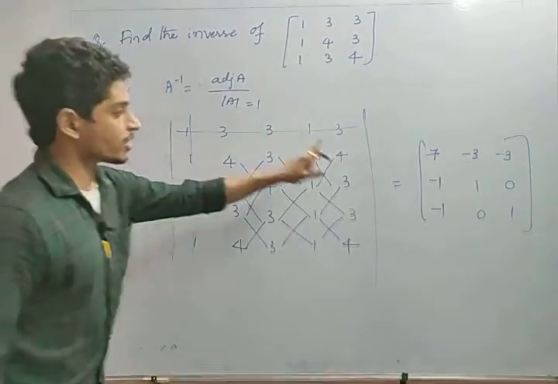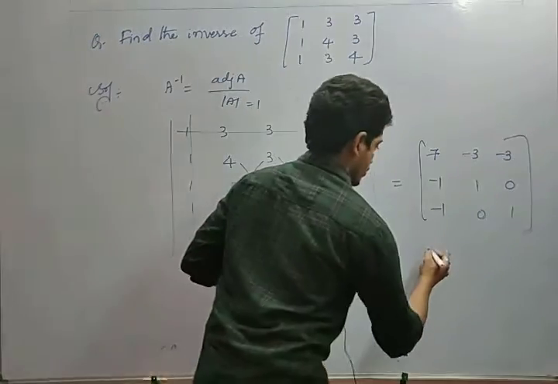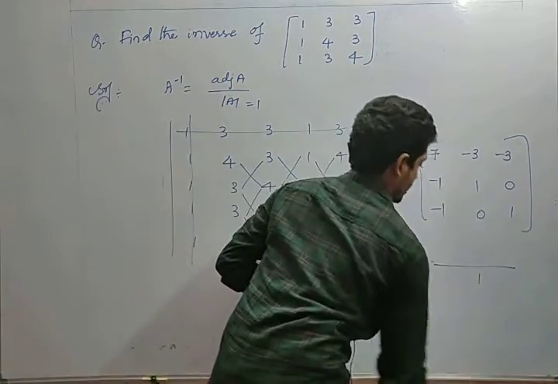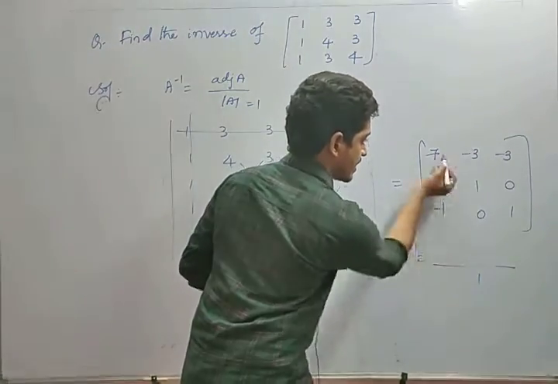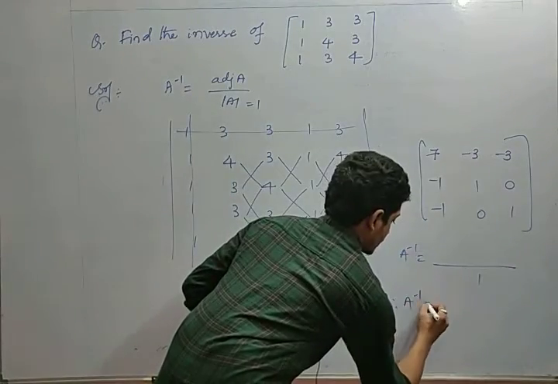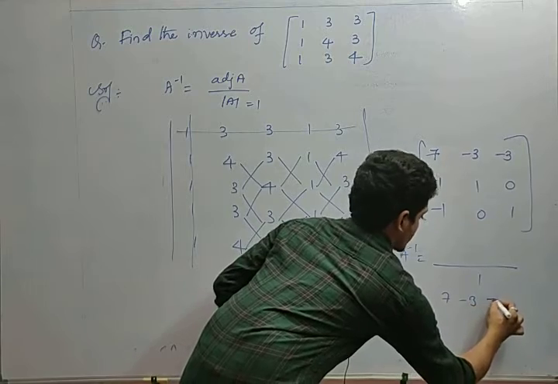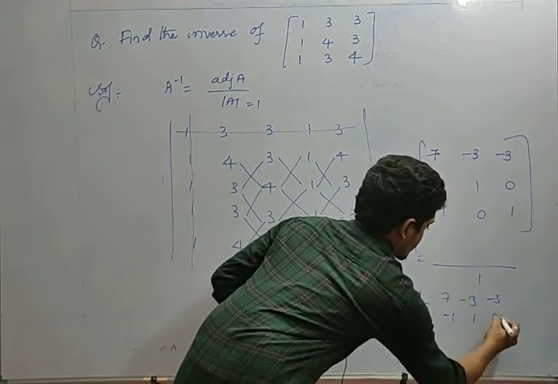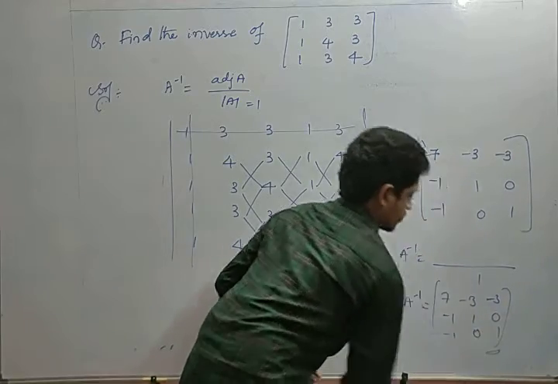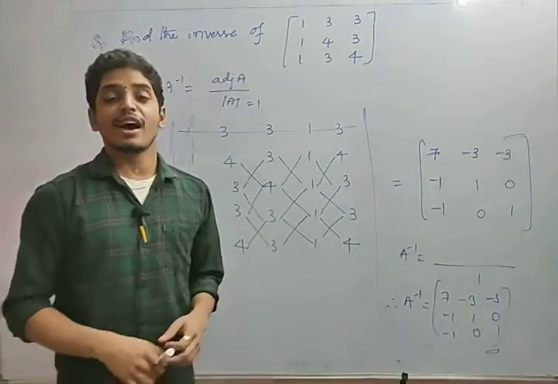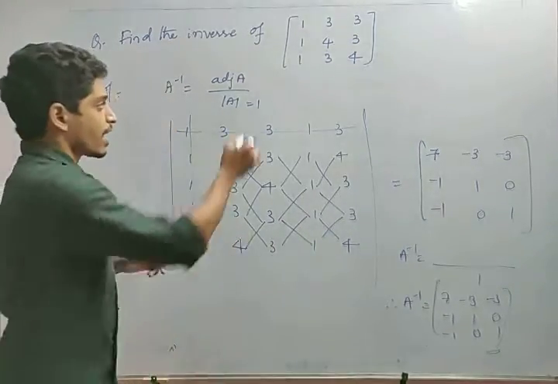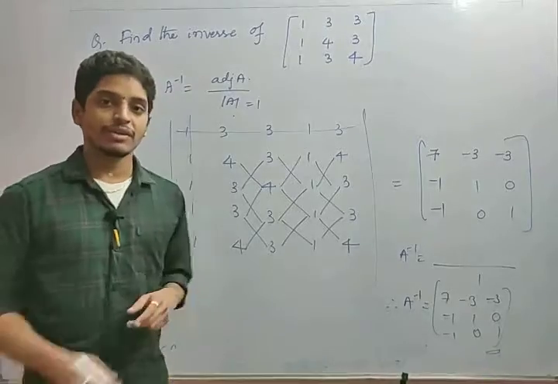Okay, we have already got the adjoint, divided by the determinant. So A inverse is equal to this adjoint, whole divided by 1. Divided by 1 means 1 divides every element. So finally we get A inverse equal to 7, minus 3, minus 3; minus 1, 1, 0; minus 1, 0, 1. Right? So this is the A inverse. This is how to calculate the inverse of the matrix by using the adjoint shortcut and the determinant shortcut. Hope you understand.